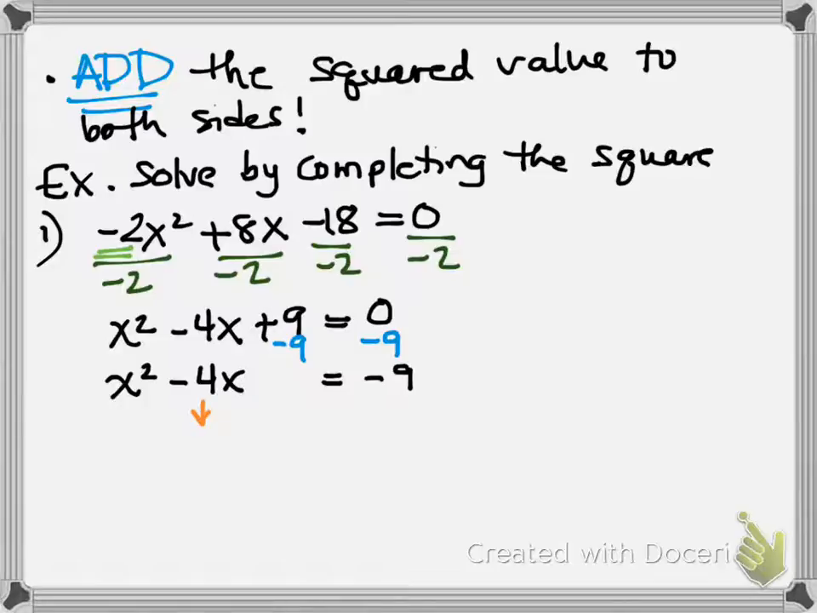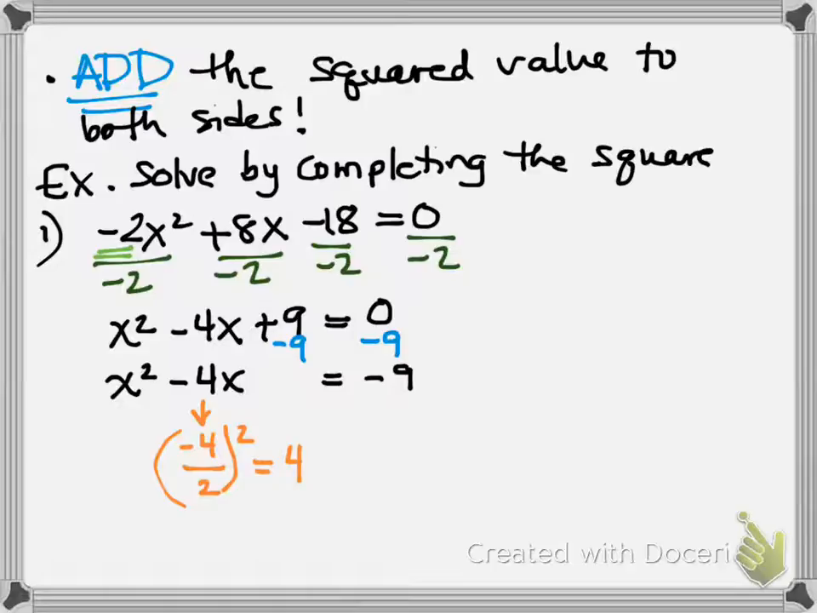If you feel more comfortable, I'll put the sign in. We take the linear coefficient. That's the b value. We divide it by 2 because we got the same middle term twice. We're going to take that answer and square it. So what's negative 4 divided by 2? Negative 2. What's negative 2 squared? 4.